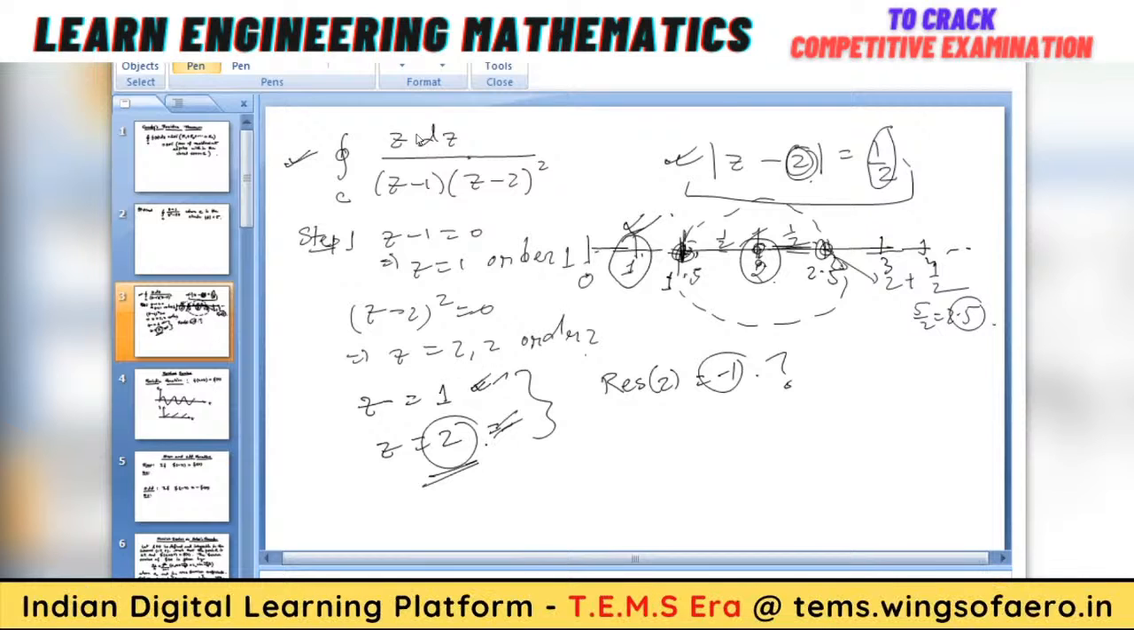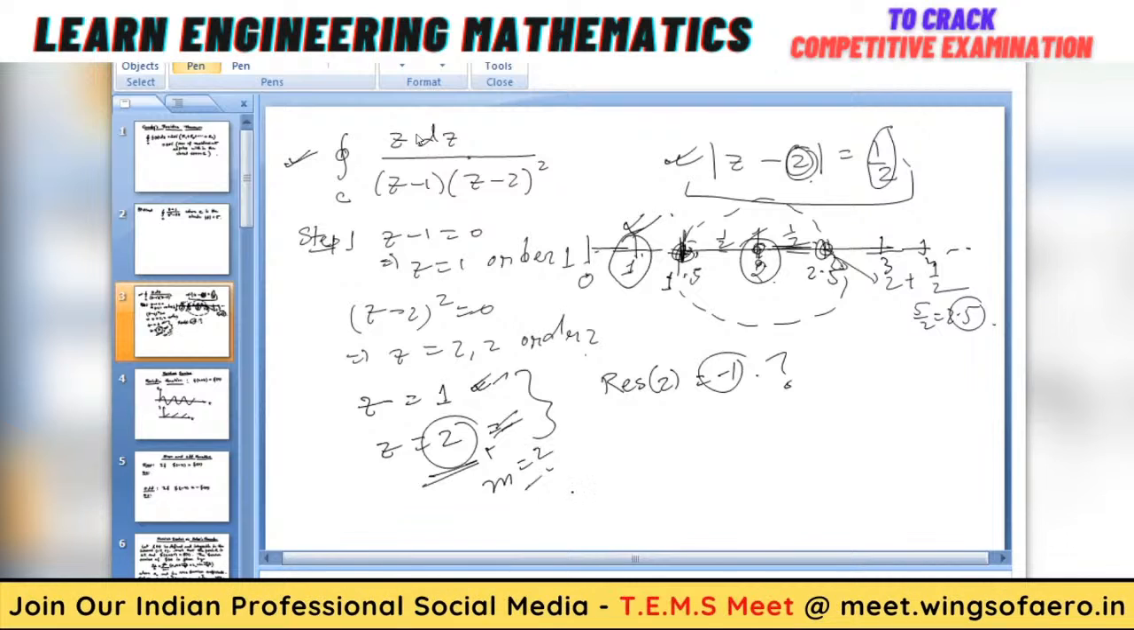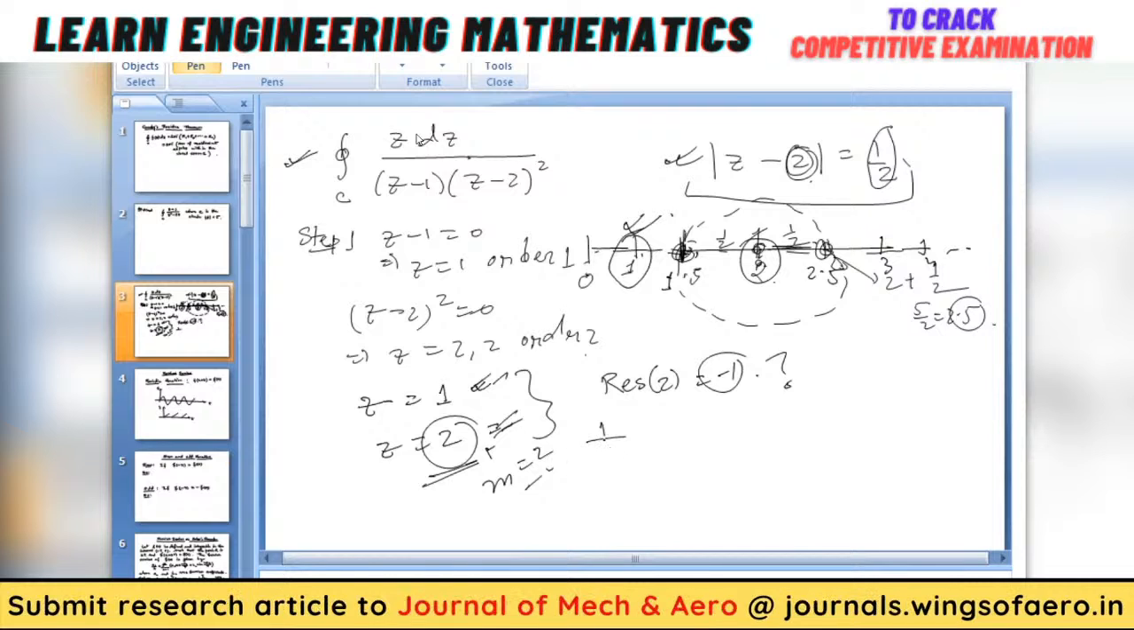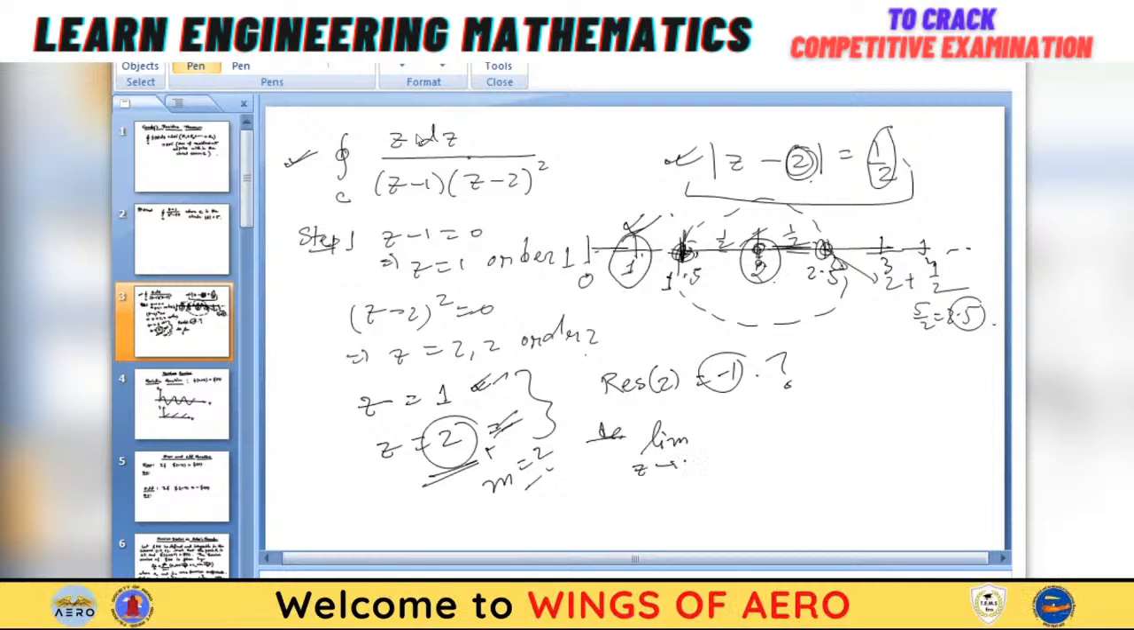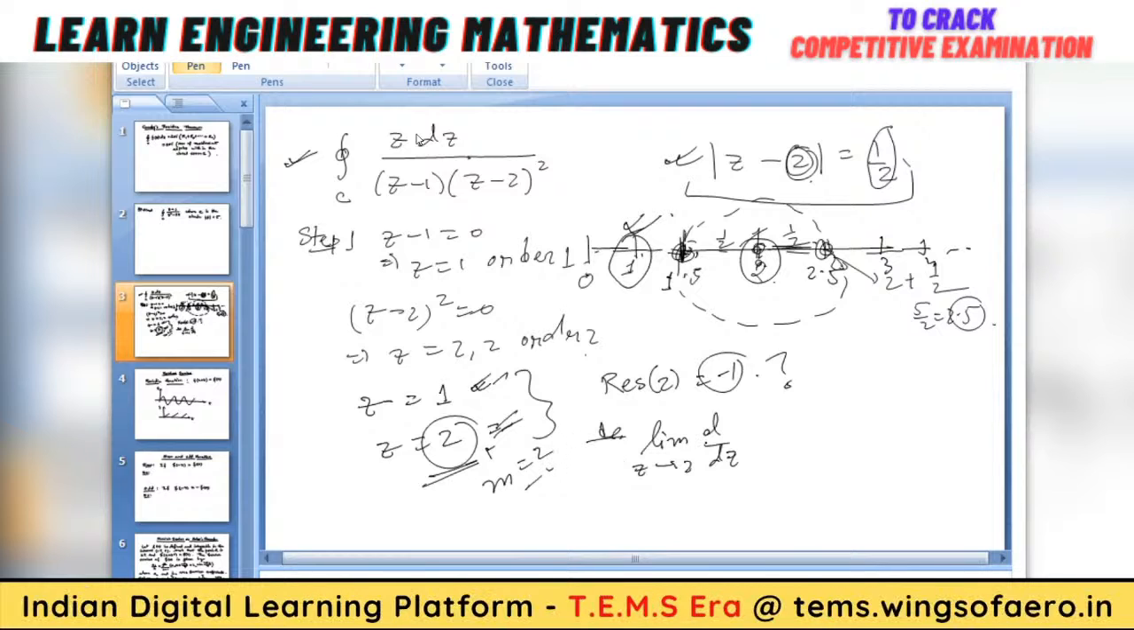z equal to 2 is a pole of order 2. Pole of order 2 means m is equal to 2 here. If I apply this formula, then 1 by (m minus 1) factorial. m minus 1 means 1 factorial, and 1 factorial is 1, so we don't have to write this. Next, since m is 2, the limit z tends to 2 of d dz, because m is equal to 2, 2 minus 1.